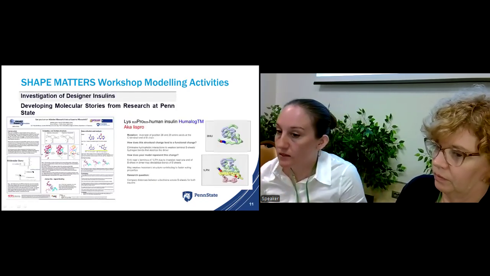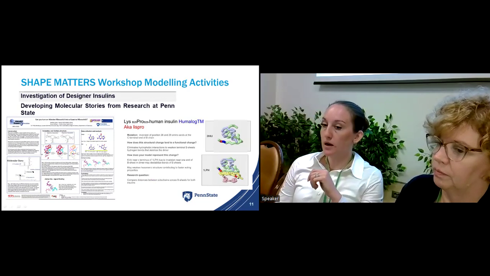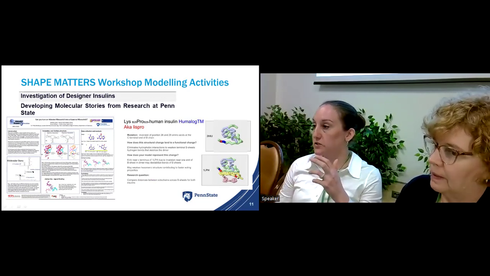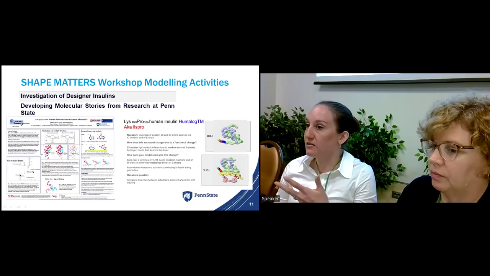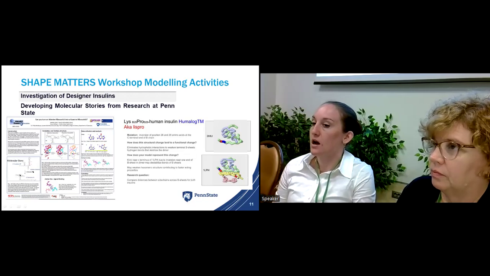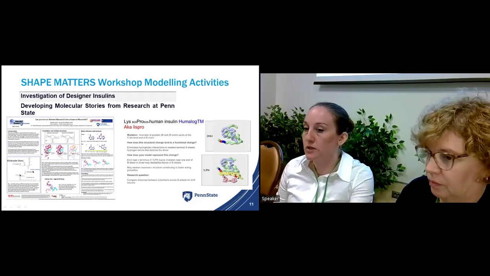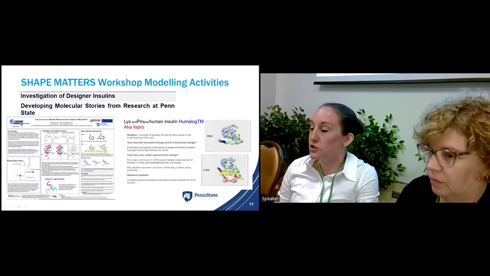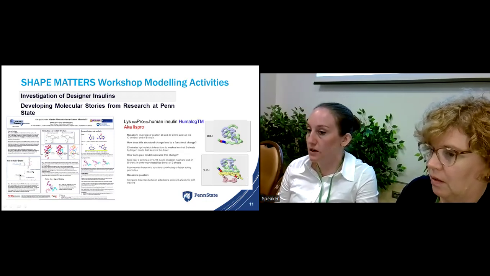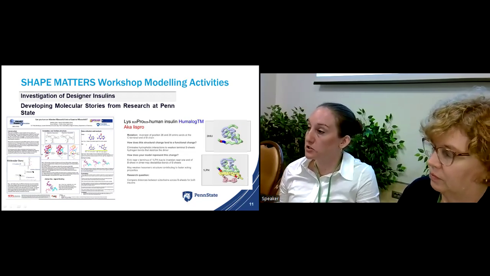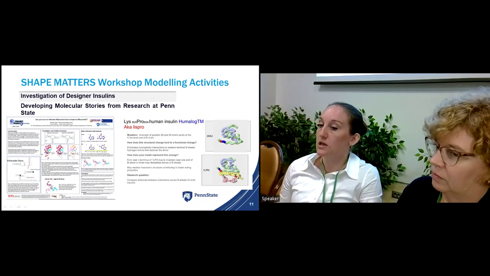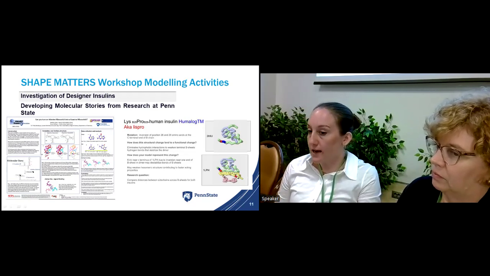And then in the last few days of the workshop, they do an open investigation. So we use designer insulins, things that scientists have designed to treat diabetes. Things that you might be familiar with, the one on the right poster is Humalog, which is a common injectable diabetes insulin. And they did an open investigation into the structure and function and presented what they found on one of the afternoons of the workshop.